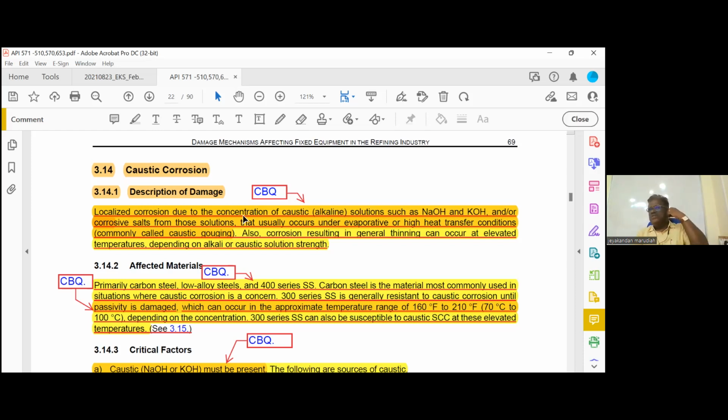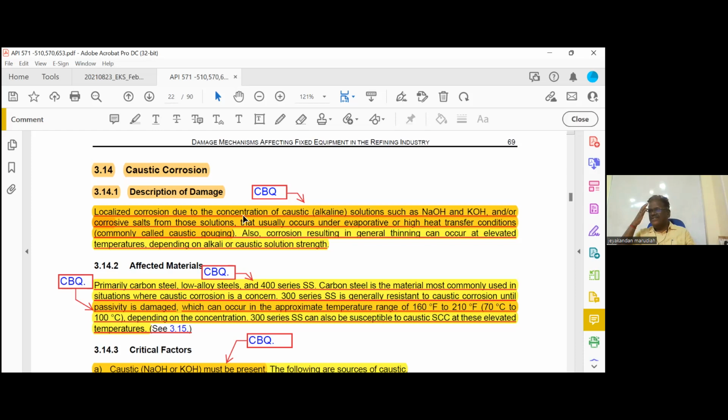Generally, we will not do PWHT because of that. Then what you have to do? You have to avoid caustic stress corrosion cracking. PWHT we can do. Suppose somebody is asking, is PWHT of stainless steel possible or not? The answer is, no, even PWHT is generally not done. Why are we not doing PWHT in stainless steel? Why are we not doing post-weld heat treatment of stainless steel?